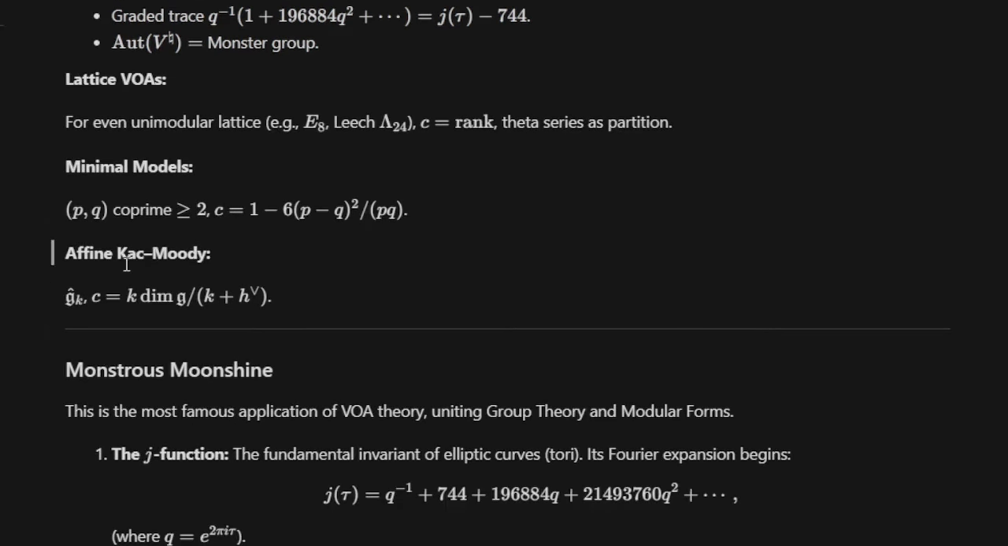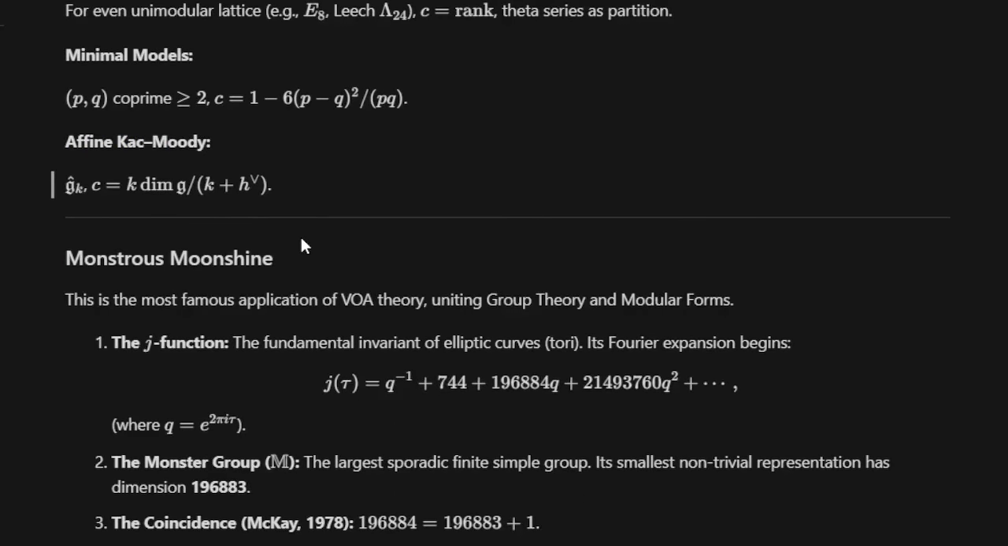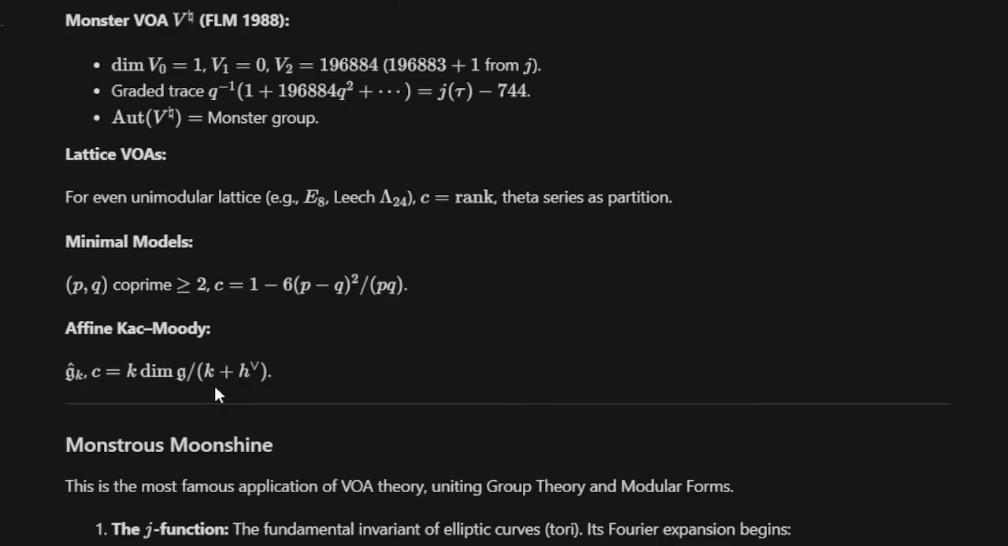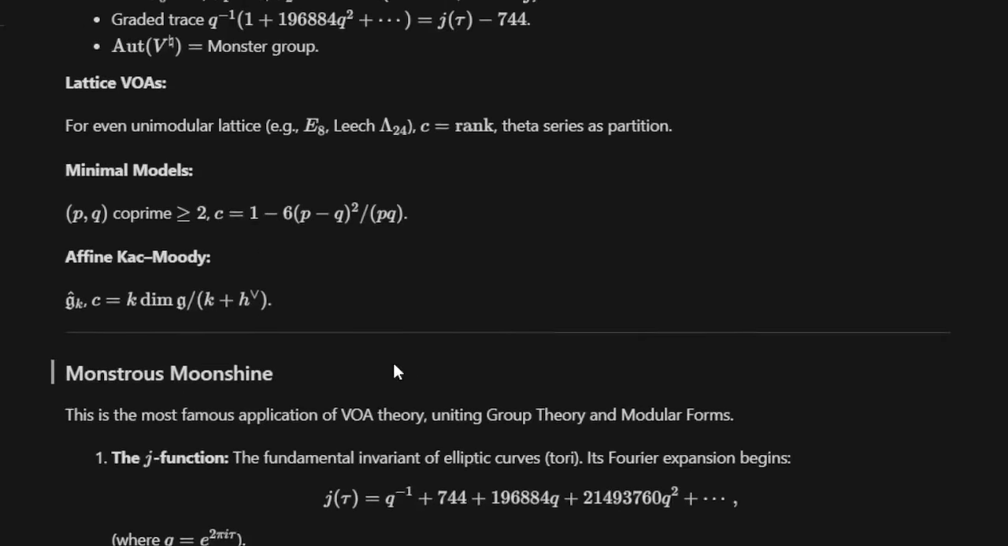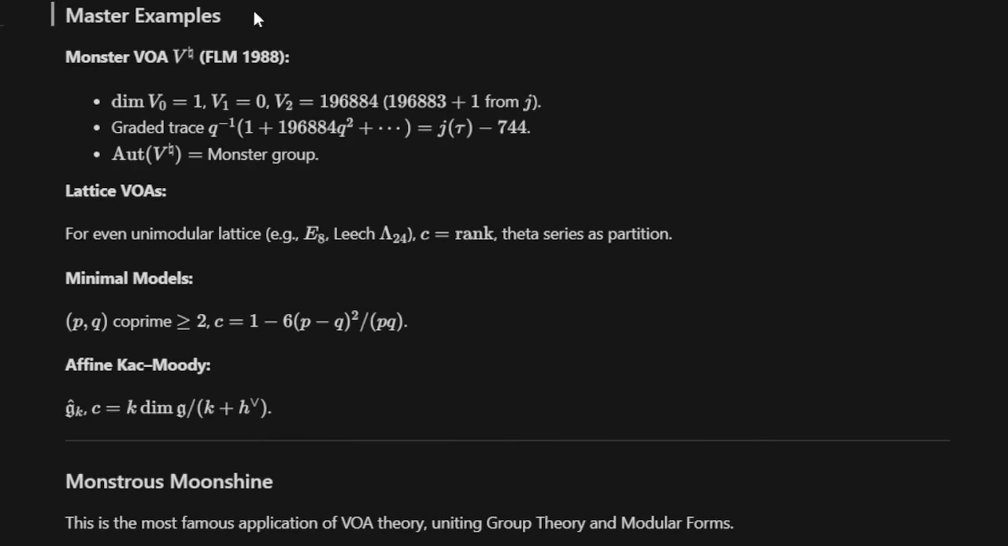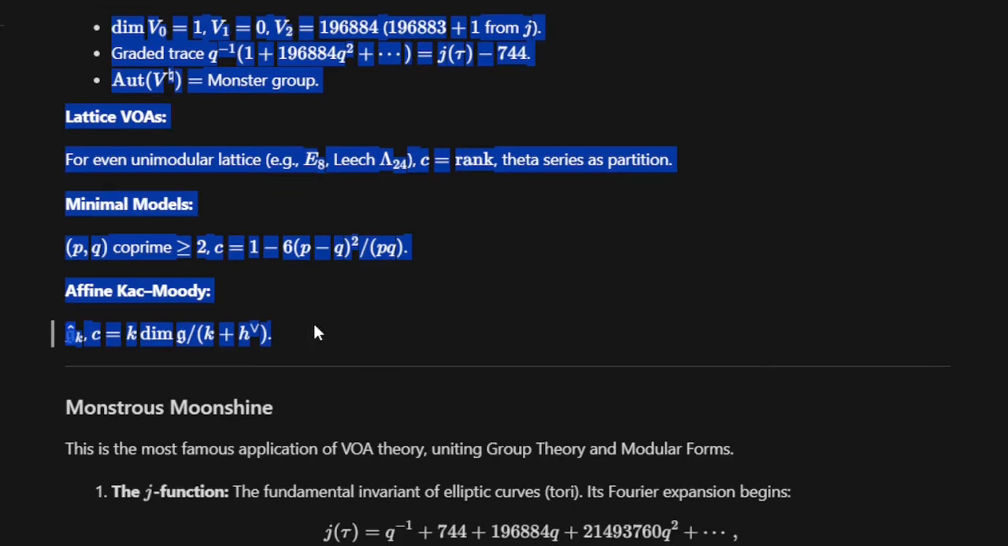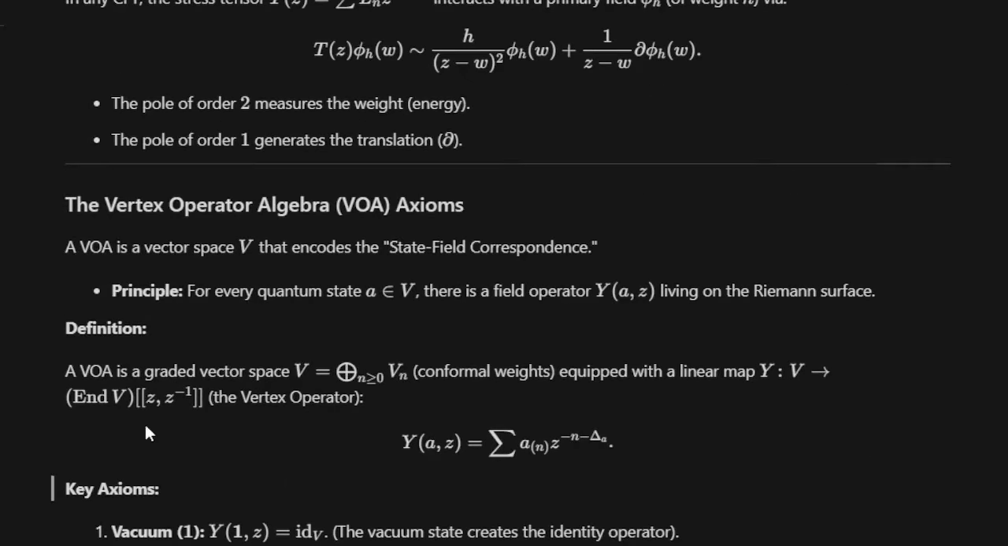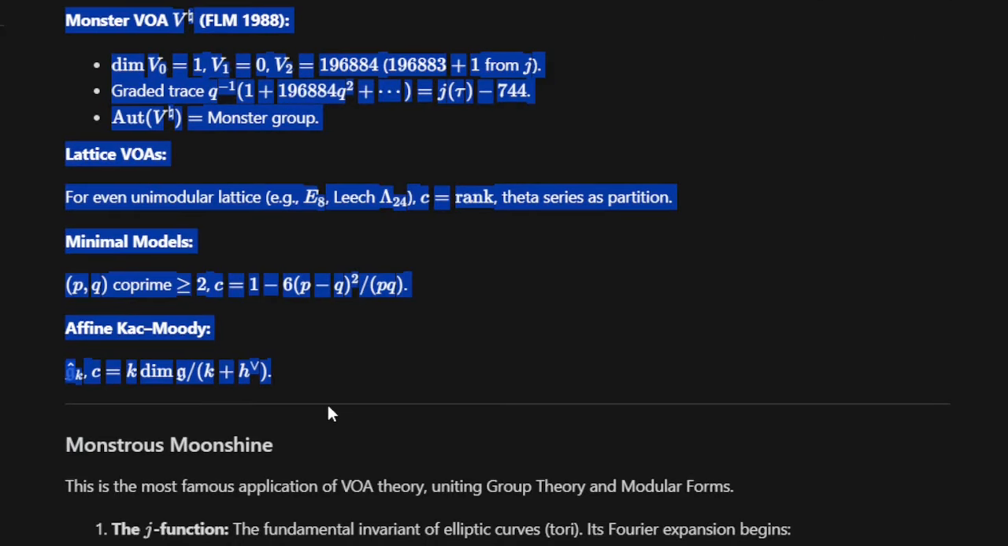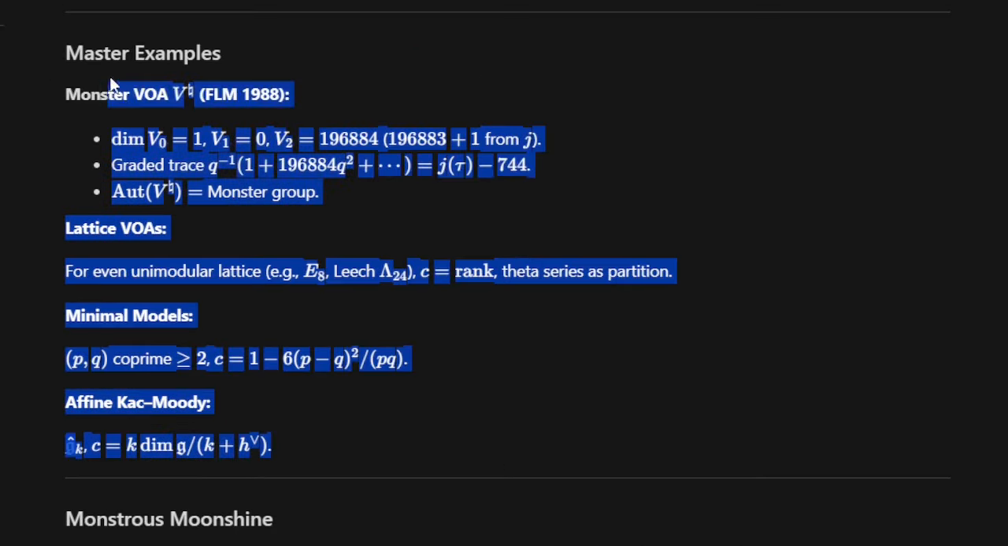And we can also look at the affine Kac-Moody algebras, which gives us Lie algebras that are generated. So we have the charge in terms of the level k, k times the dimension of the Lie algebra, quotiented by k and some h. Okay, so these are some examples, again, of vertex operator algebras at work. There's one book that I would reference just to skim through, and that's essentially where I got these examples from.